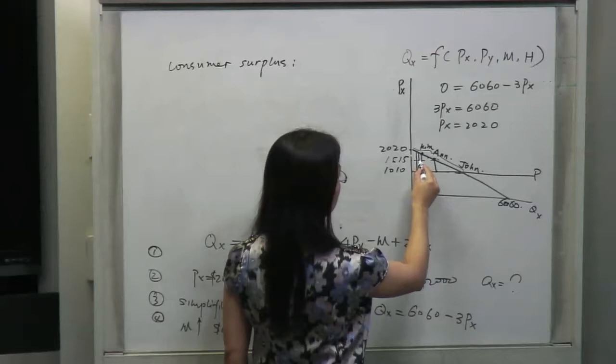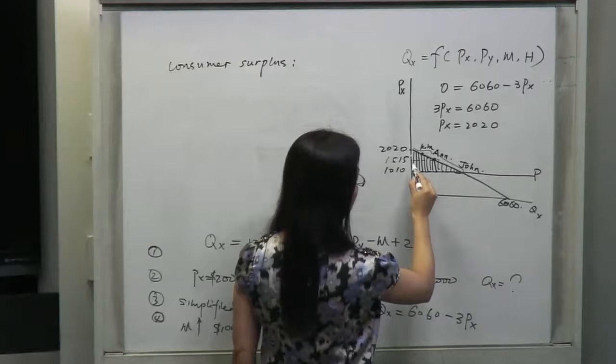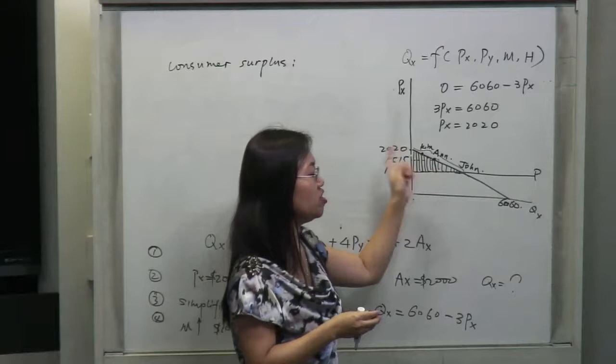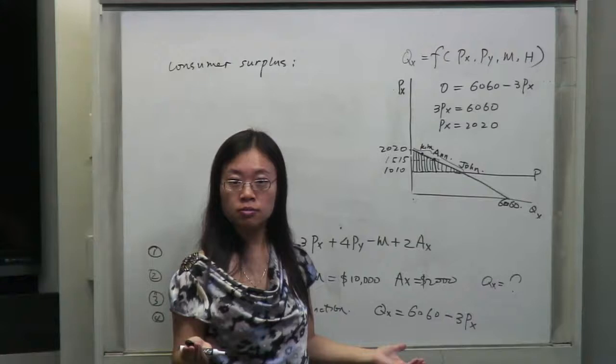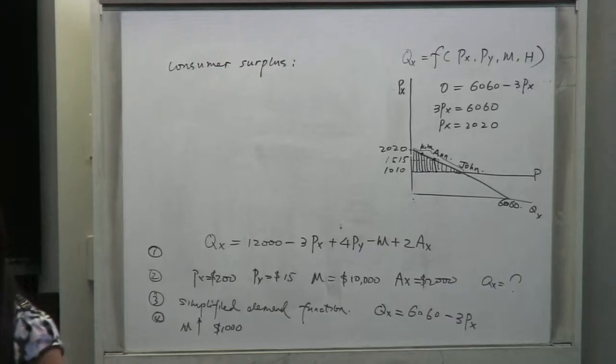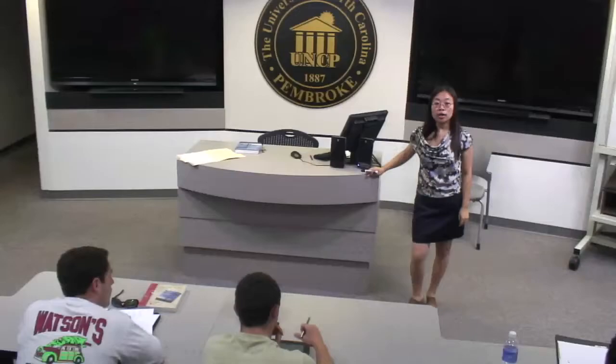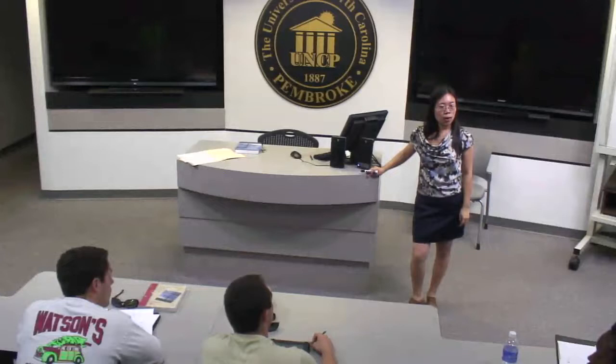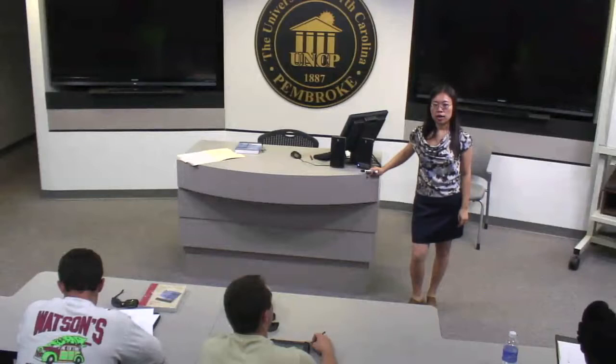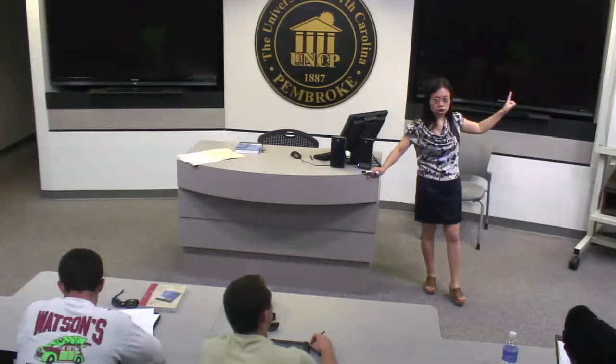And if we want to add the surplus of everyone in this market, then it is just this triangle area, right? So graphically, that triangle area represents the consumer surplus of all the individuals who participate in this market, their gain from consumption, from buying this product. So that's how we derive the consumer surplus graphically.